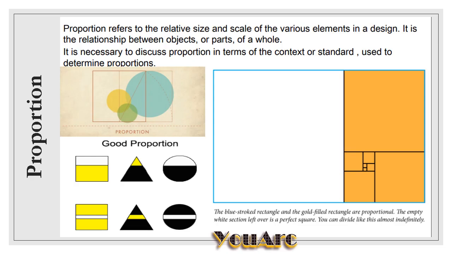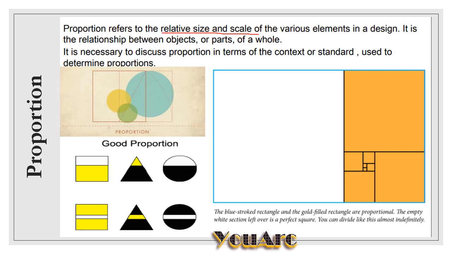Proportion is about the relationship between objects or parts of a whole composition. It refers to the relative size or scale of various elements in the design. This is called proportion. So here we have given a few examples for proportion. So let's take a look at it.